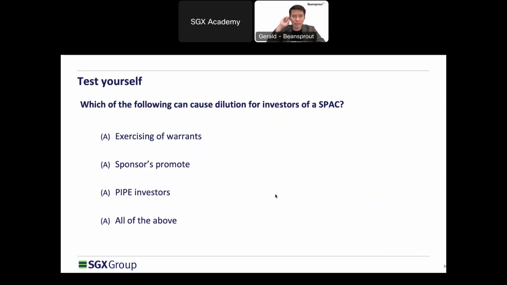Okay, so we'll once again do a quick test. Which of the following can cause dilution for investors of a SPAC? Number 1, exercising of warrants. 2, sponsors promote. 3, PIPE investors. And 4, all of the above. Okay, so as I shared earlier, there are different things that can dilute investors of a SPAC, and all of the above, including the exercising of the warrants, the sponsors promote, as well as the PIPE investors, can all potentially dilute investors of a SPAC.